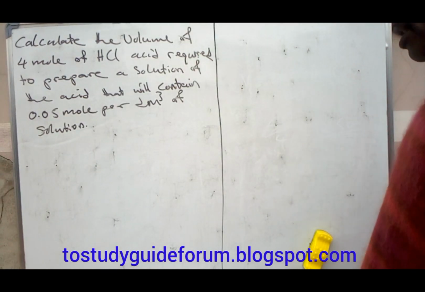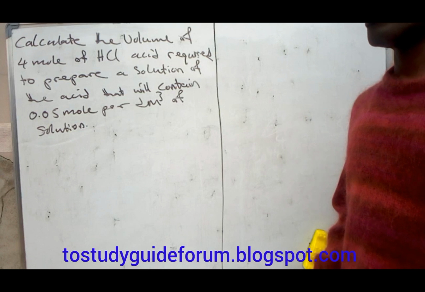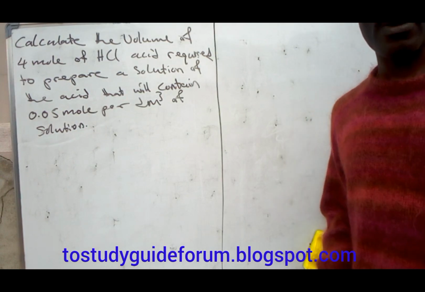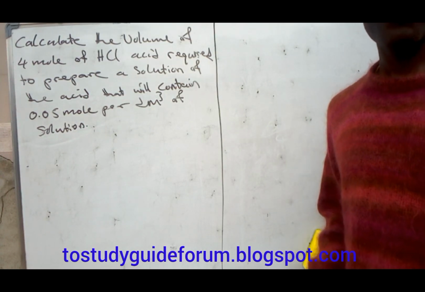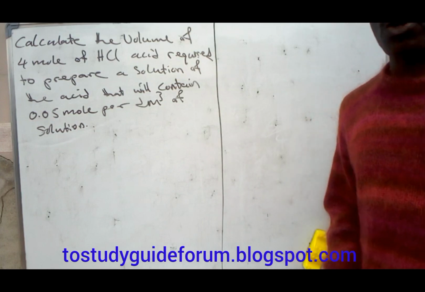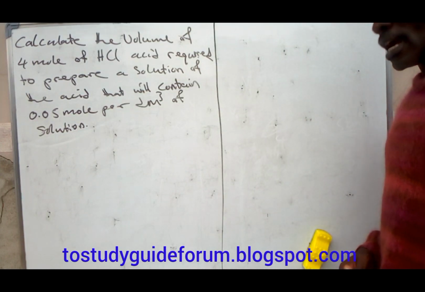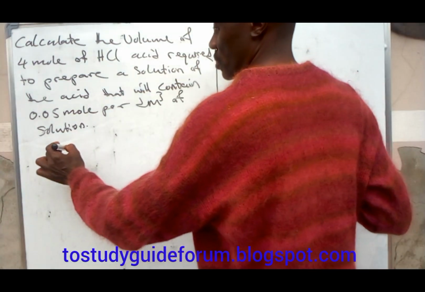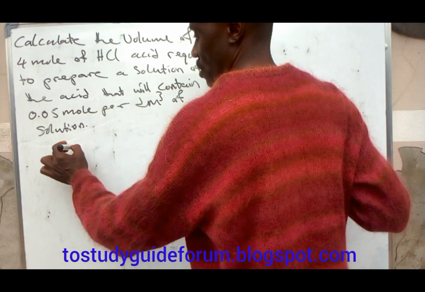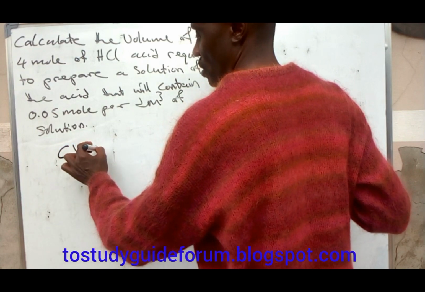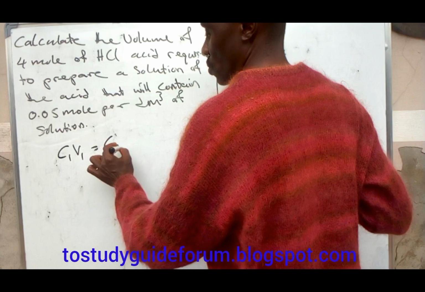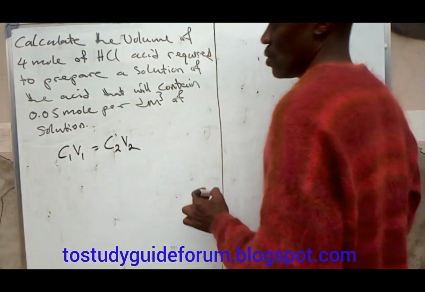Today we're going to be looking at how to use the dilution formula in the calculation of preparation of solution. So we know that the dilution formula looks like this. We have C1V1 equal to C2V2.